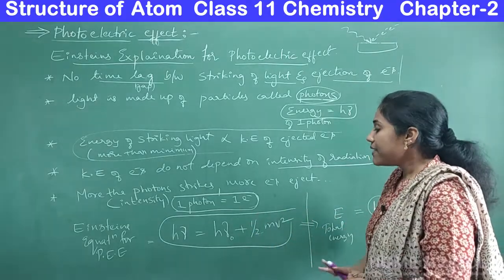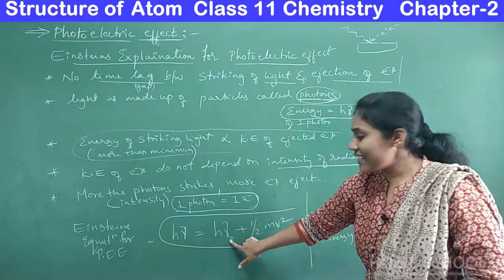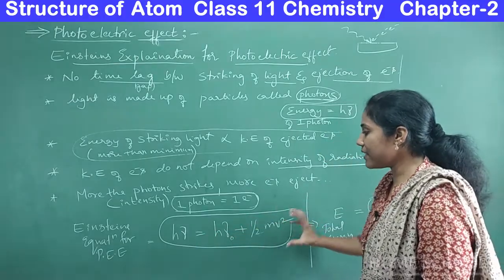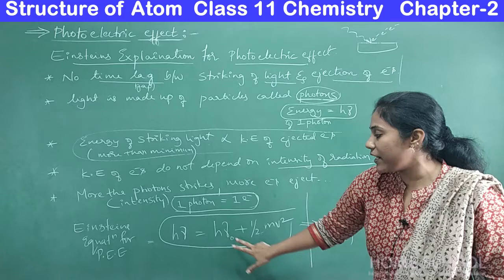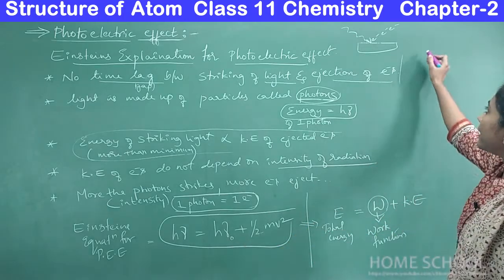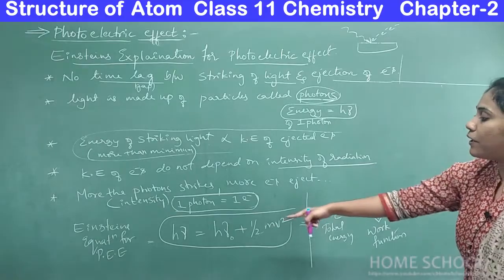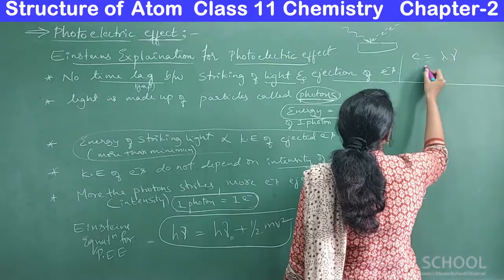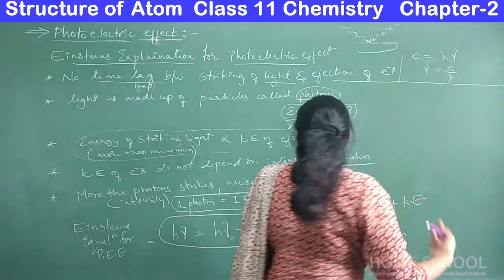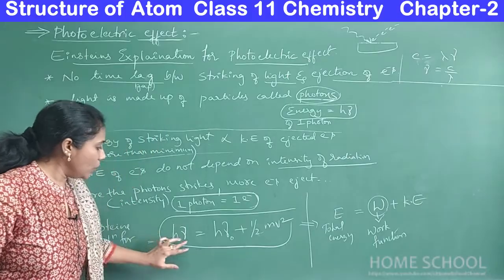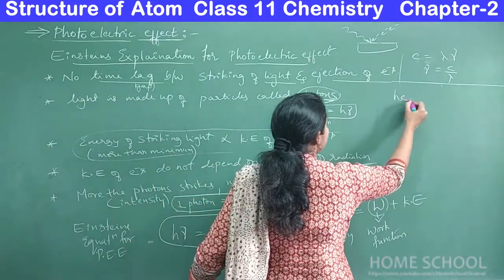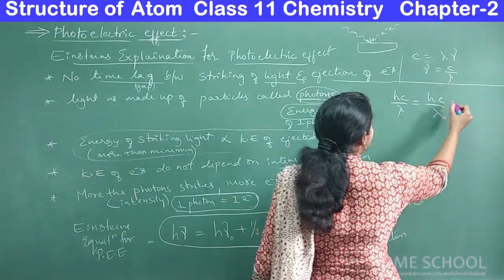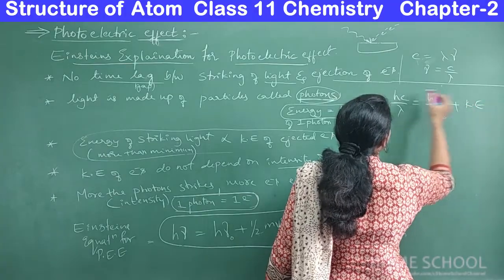Numericals can be asked on this. If they give you the total frequency and the threshold frequency, information relating to frequency, you can use this. But when they give you information relating to lambda instead of frequency, what's the relation? c is equal to lambda nu. We all know this, so nu is equal to c by lambda. So when you have information relating to lambda, I can write it as hc by lambda is equal to hc by lambda naught, the threshold wavelength, plus kinetic energy, that is half mv square.